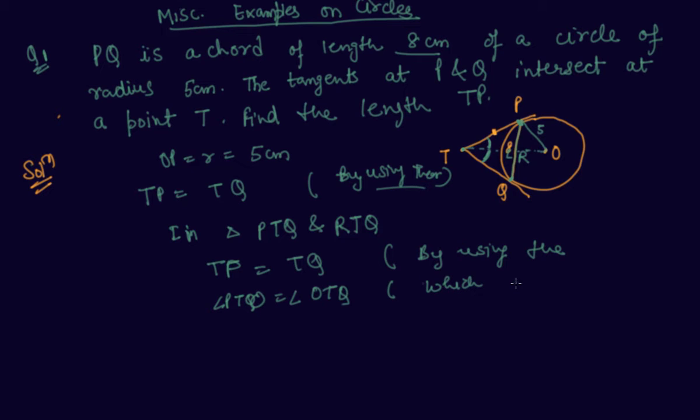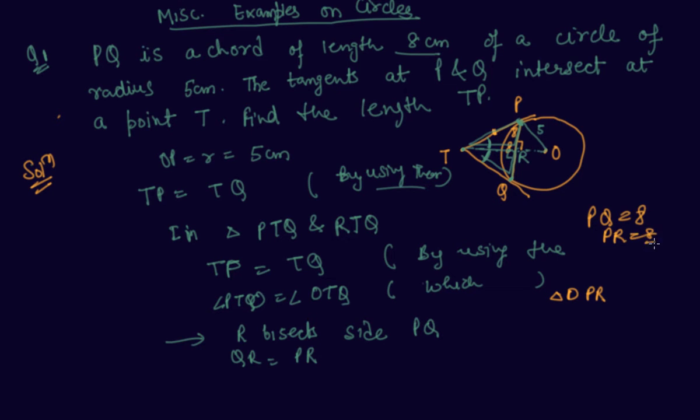I am using this straightforwardly. So these two triangles are congruent, or you can say that R bisects side PQ, because QR equals PR. So in triangle OPR, this angle will be 90, and I know the length of PQ is 8, so PR will be 8 by 2, which is 4. So in triangle OPR, 5 square minus 4 square equals OR square. So we will get the value of OR as 3 centimeter.